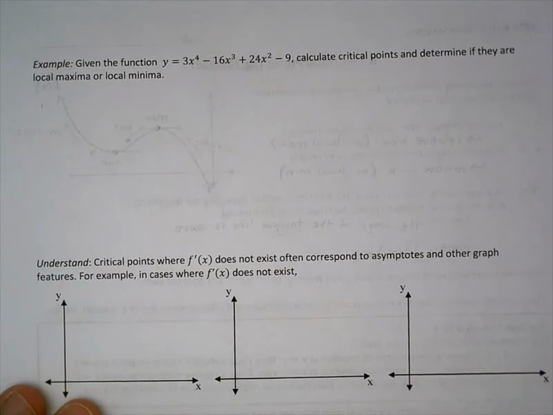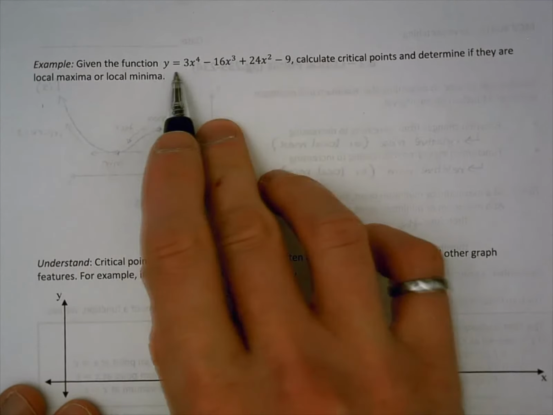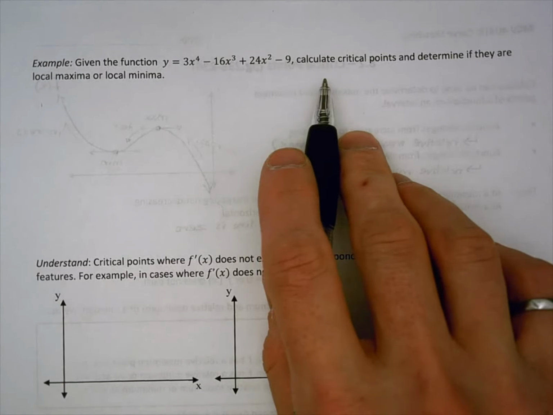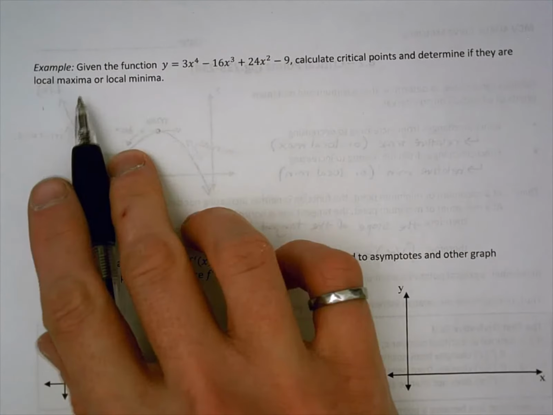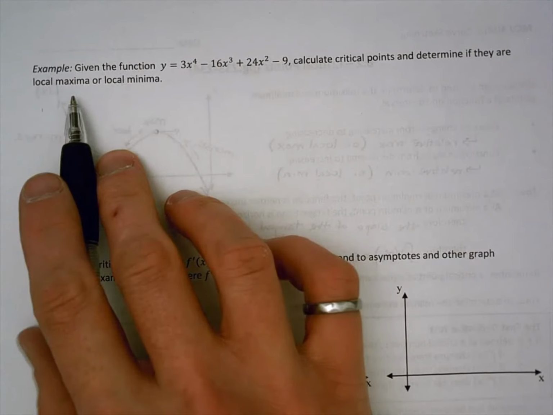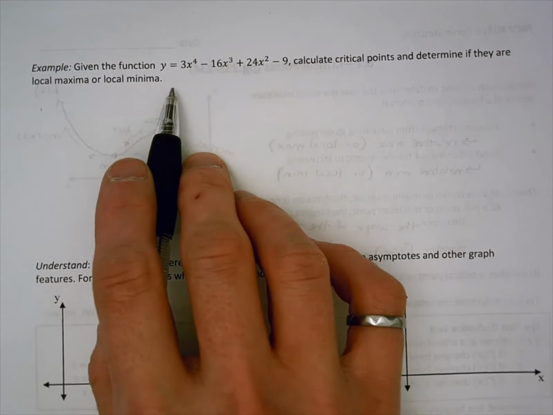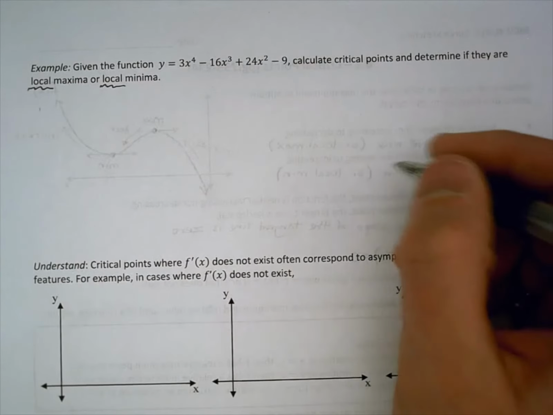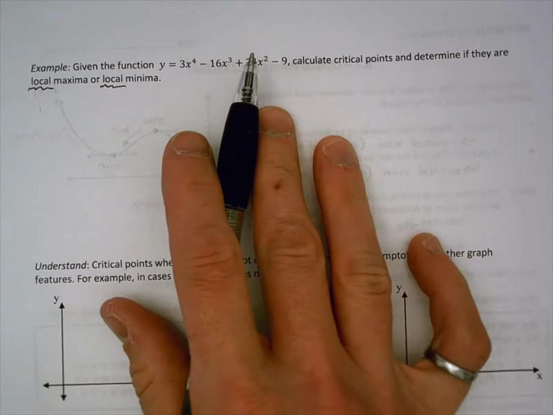Okay, our second example. Given the function y is equal to blah, blah, blah, calculate the critical points and determine if they are local maxima or local minima. So there we go, local, remember that's another way of saying relative max or relative min. So we're just going to underline those words just to remember that they're the same thing. Okay, so to do this, I need my critical points. To find my critical points, I need to find the derivative.